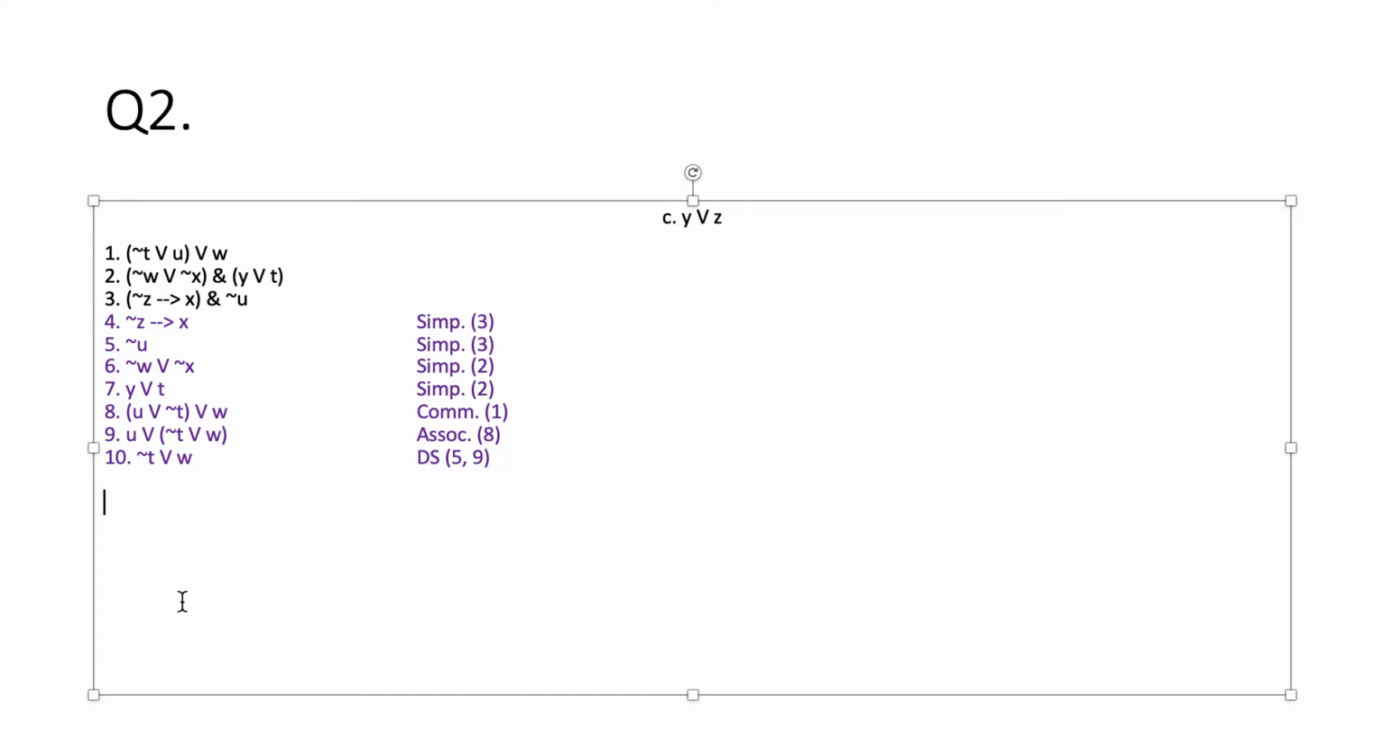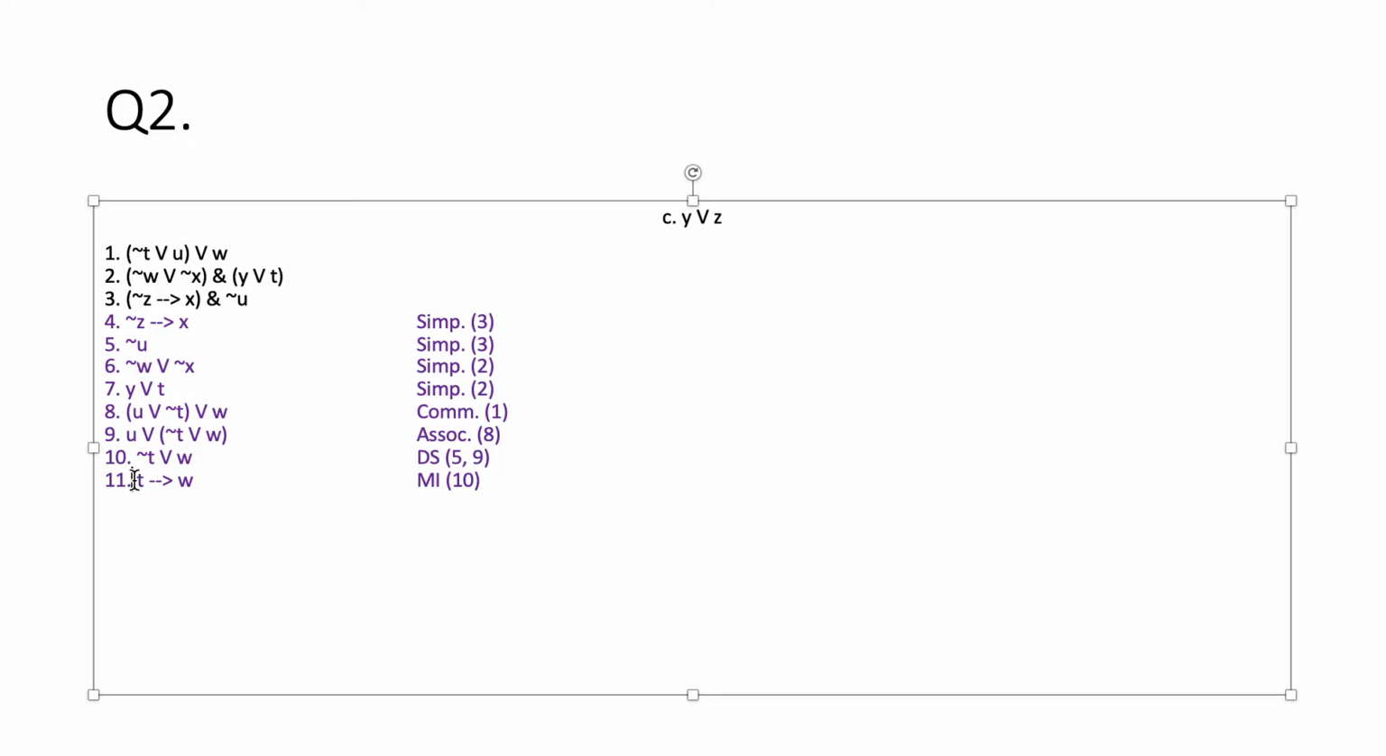Now I'm just going to do material implication on line 10. Strikes me as something I can do, so I'll do that. 10 becomes if T then W. And then I'm going to do transposition on line 11 to get if not W, then not T. And it'll be clear in a moment why I'm doing that.